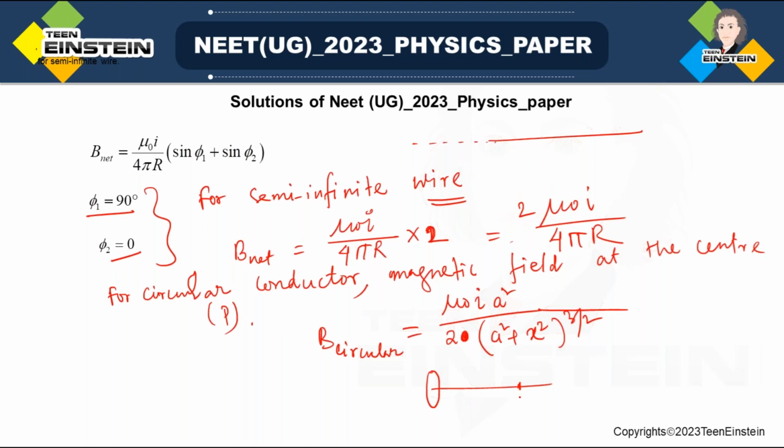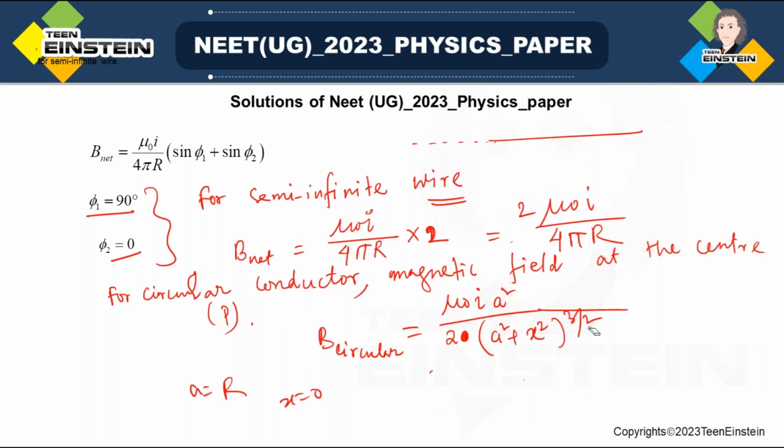If this point P is at distance x here, and this radius is a, then the magnetic field at this point will be like this, and it will be along the axis of the rotation. Now look, in this case, what is this a? a is given as R, the radius of the loop. And what is x? At the center, x is equal to 0. So x is equal to 0, a is equal to R. If we put it here, look how we get the circular loop.